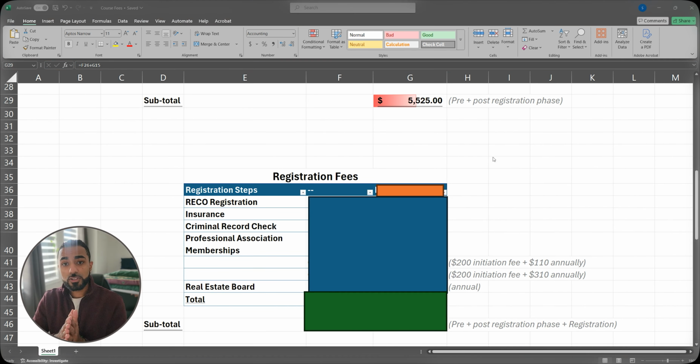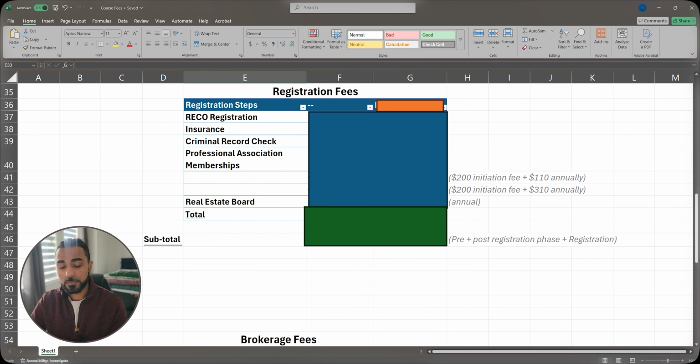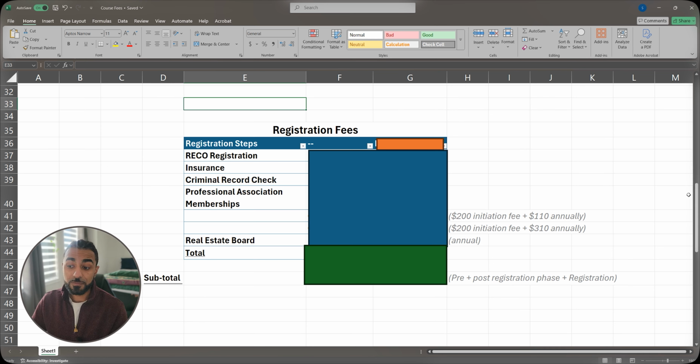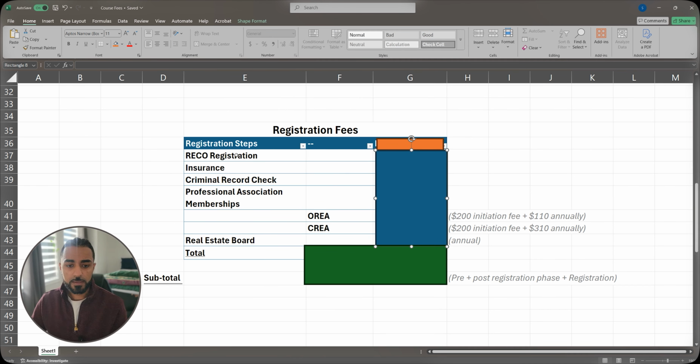Okay, so now moving on to the next phase, which is the registration phase. So essentially with this phase, what we're looking at is basically all the steps that are involved in actually becoming registered with all the different kinds of memberships that we need, and also getting our insurance that we need as well. So a lot of different fees that we have associated here.